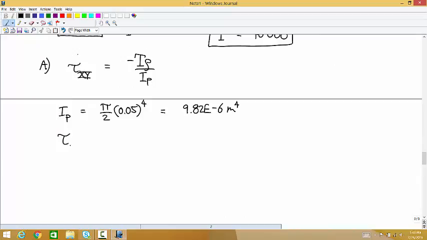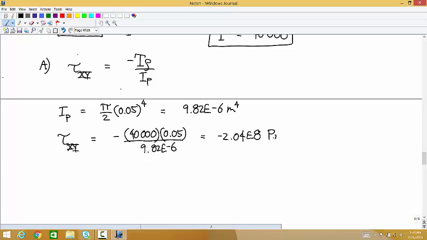So tau capital X, capital Y, is equal to negative 40,000 times rho, 0.05, divided by 9.82 times 10 to the minus 6, and you get a value of negative 2.04 times 10 to the 8th pascals.